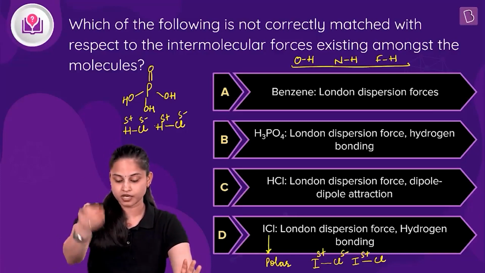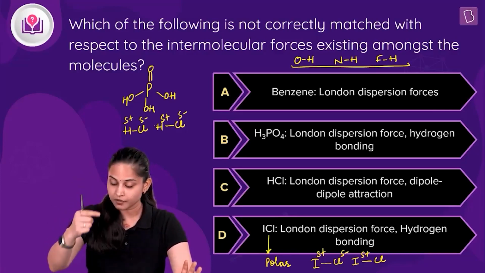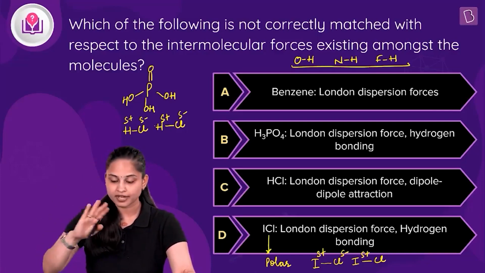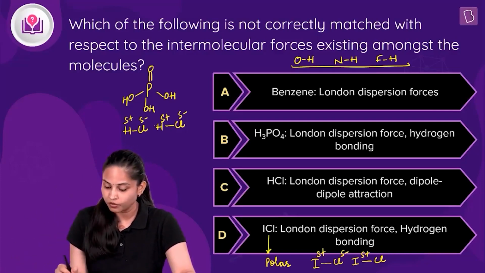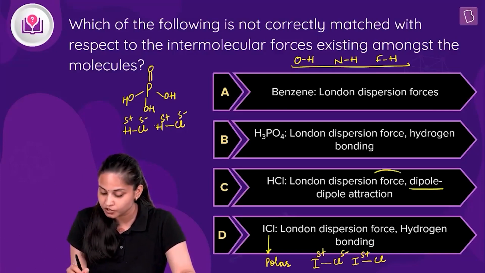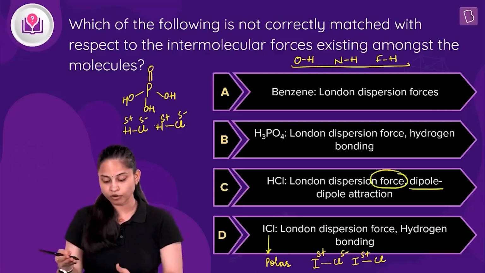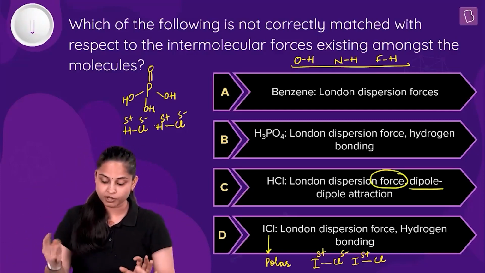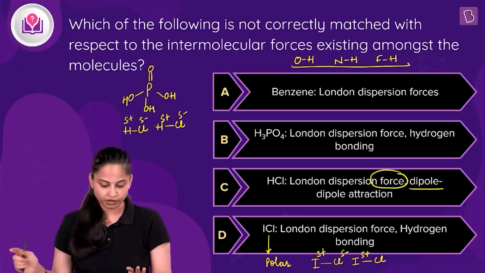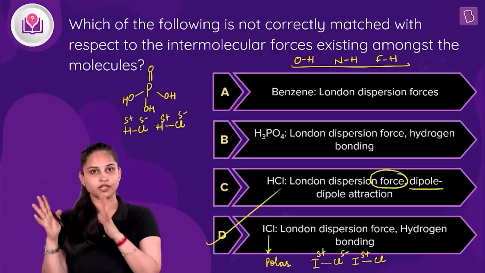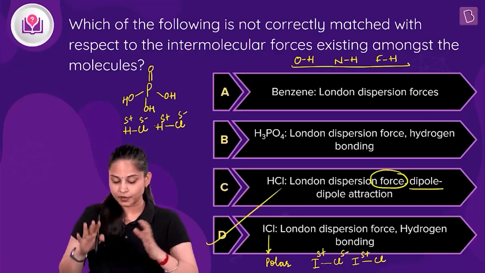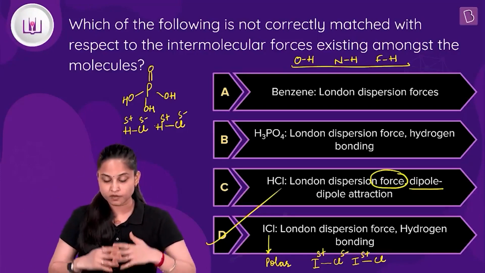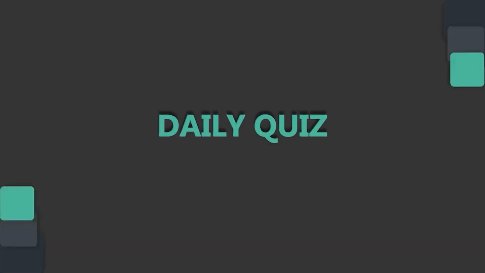H3PO4 is orthophosphoric acid. It is having hydrogen bonding along with London dispersion force. HCl does not have any OH, NH, FH bond, so it will have only dipole-dipole attraction as well as London dispersion force. Talking about ICl being polar, it has London dispersion force, but being polar, it will have dipole-dipole attraction, not any hydrogen bonding. Option number D is the right, apt answer. Option number D is the right statement for this particular question, which is not correctly matched.